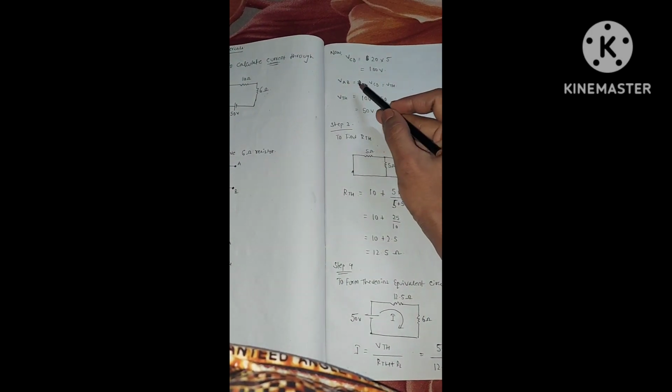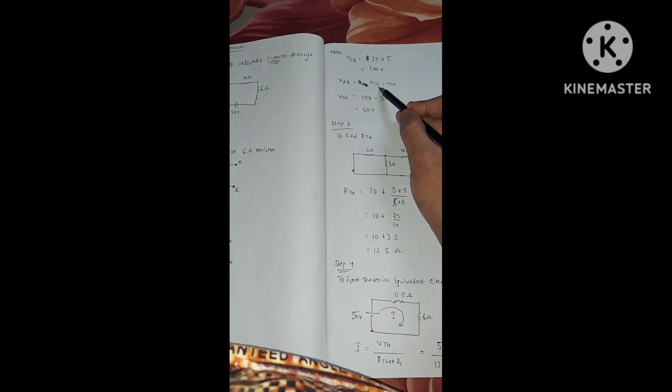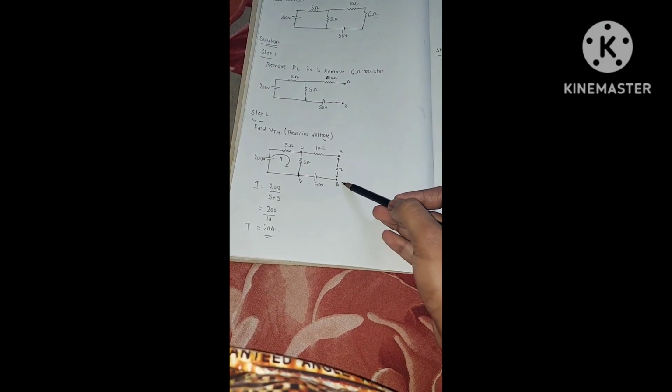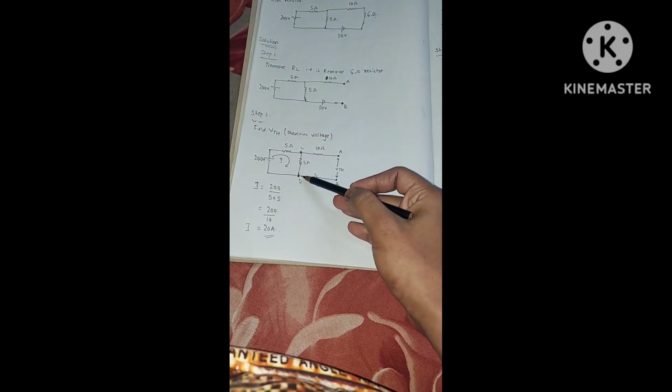Also, the voltage across AB is equal to the voltage across CD. And the voltage across CD is equal to VTH. See this circuit again: the voltage across AB will be equal to the voltage across CD.